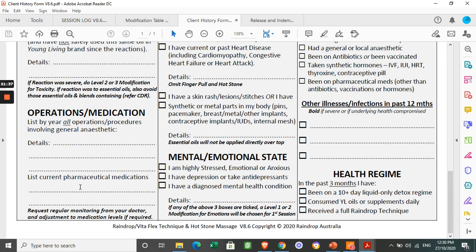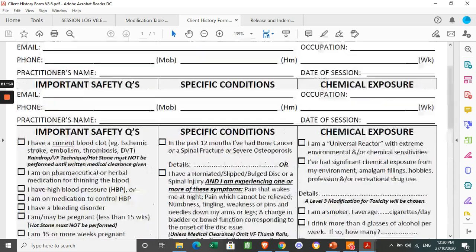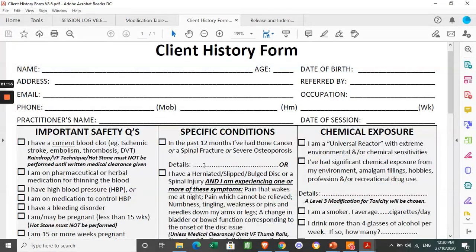All right? All right. Now, I know this is big chunks of information to take in. So our operations and our medication is just information that helps us to determine what's gone on previously in the history of the client's health regime and their story.